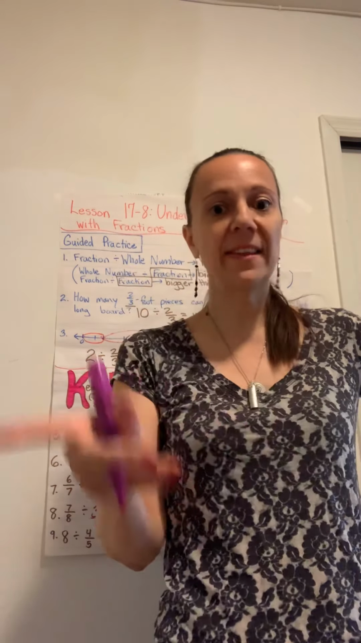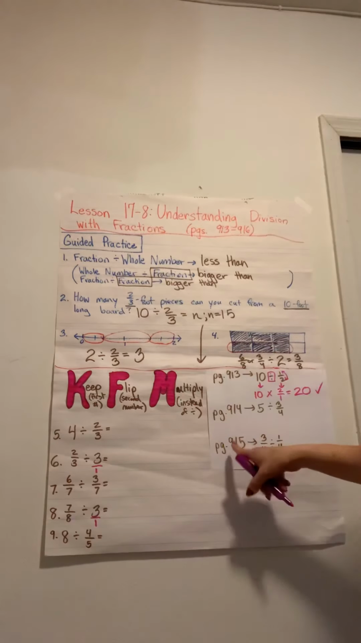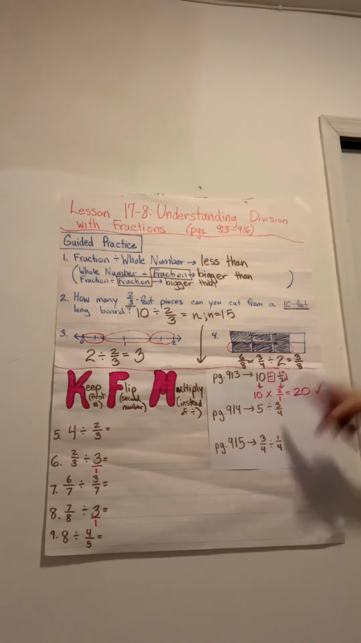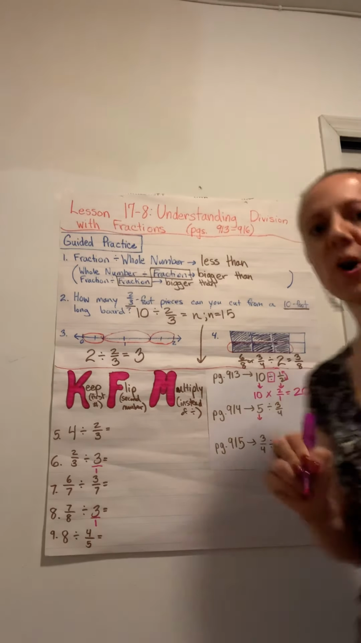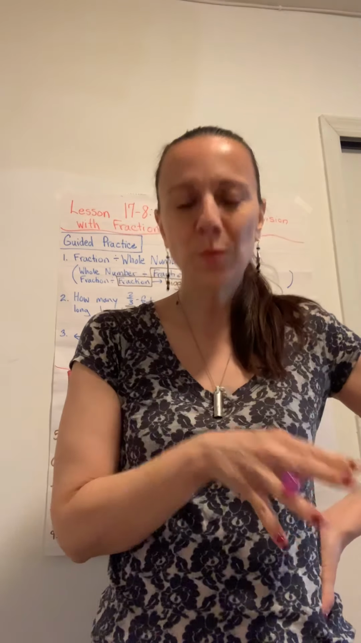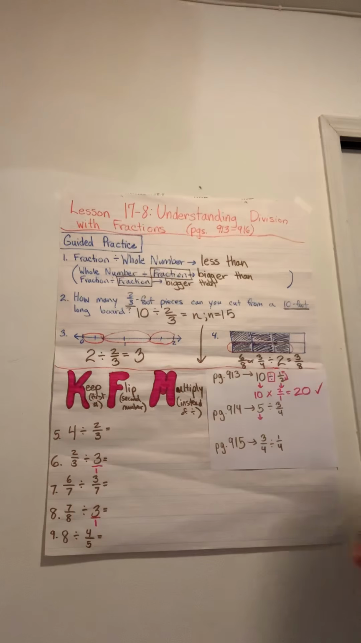Okay, same thing with the convince me problem. Again, look back at the other side of this slide. The convince me problem on page 914 asked you to do 5 divided by 3/4. Let's see if I can get the same answer. Remember, our answer was 6. We could make 6 pieces and there's some leftovers. Let's see if it comes out the same way.